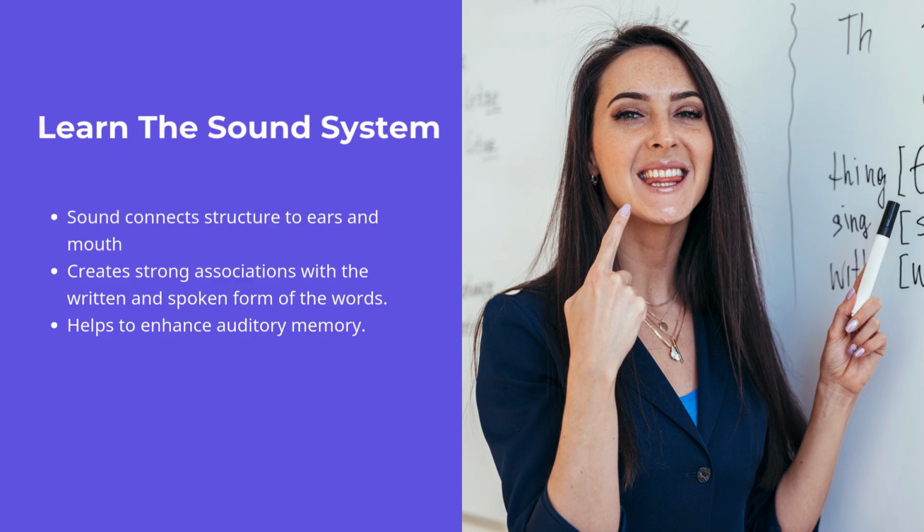Another thing is that learning the sound system helps to create strong association with the written and the spoken form of the words. When it comes to learning a word, you may notice that words may be pronounced a little bit differently than how they look on paper. But when you're able to see a word and hear how that word is pronounced, now you're learning that word on two different levels, utilizing two different channels. So this really helps to strengthen the memory and the association of that word inside your head.